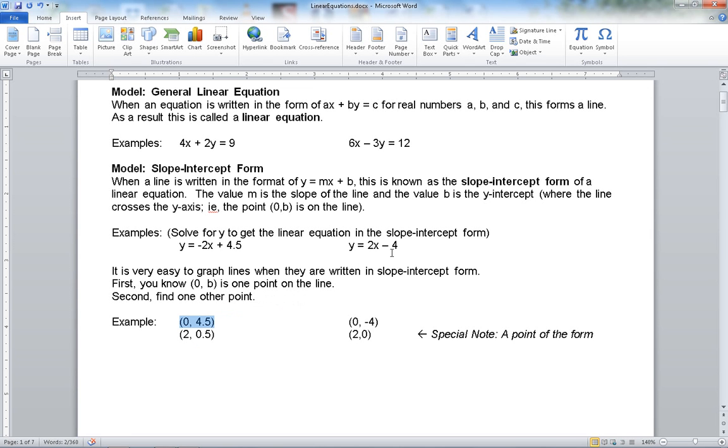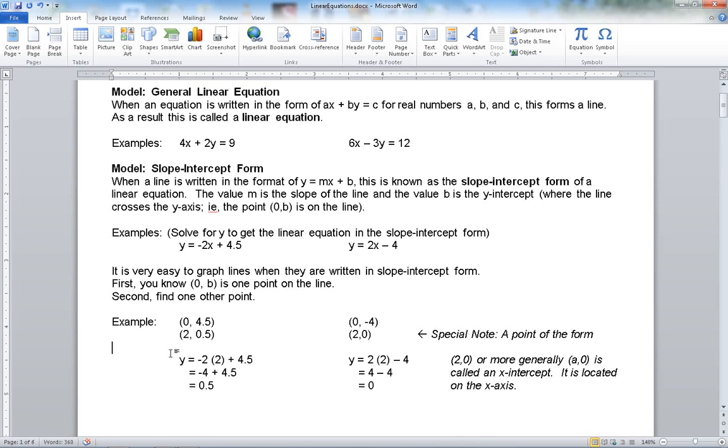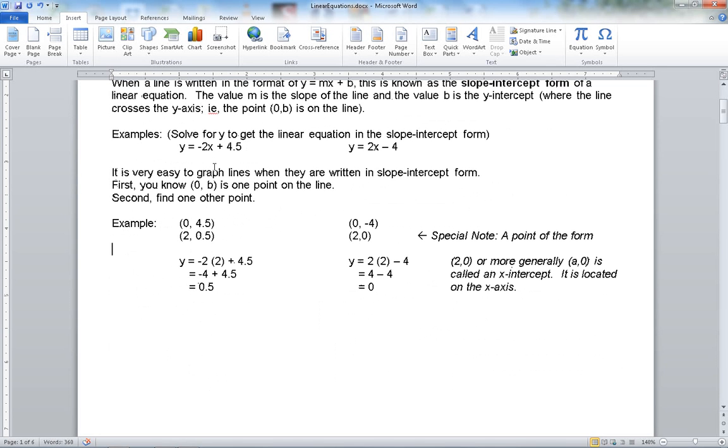Similarly, we know that (0, negative 4) is one of the points on the line, and then again we can use the value x equal to 2 and solve to get another point. So in this case, all we're doing is taking our equation and we're plugging in the value x equal to 2 right here, then multiplying and doing all the arithmetic. So we end up with 2 for the x value and 1/2 for the y value.